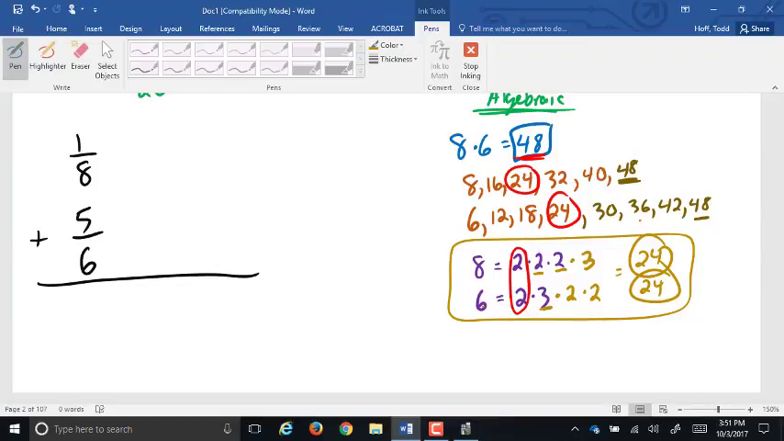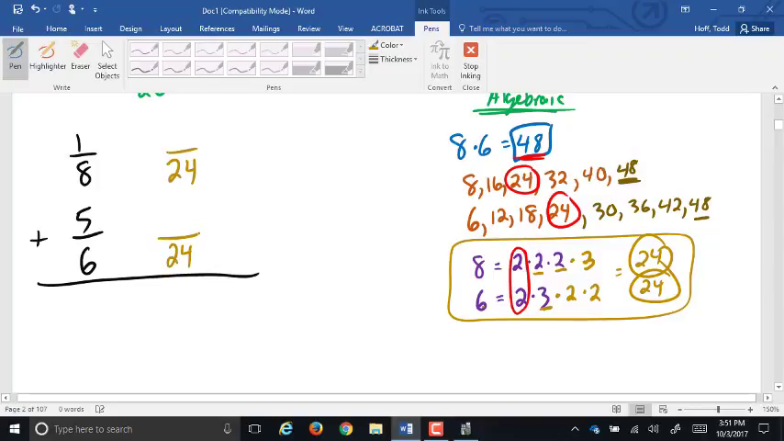If we make this into 24ths here, for the 1/8, what did we multiply 8 by to turn it into 24? Multiplied by 3, right? 8 times 3, 1 times 3 makes 3 24ths. Down here, 6 times, well, 2 times 2 is 4. So it's 6 times 4 to make 24. 5 times 4 makes 20.